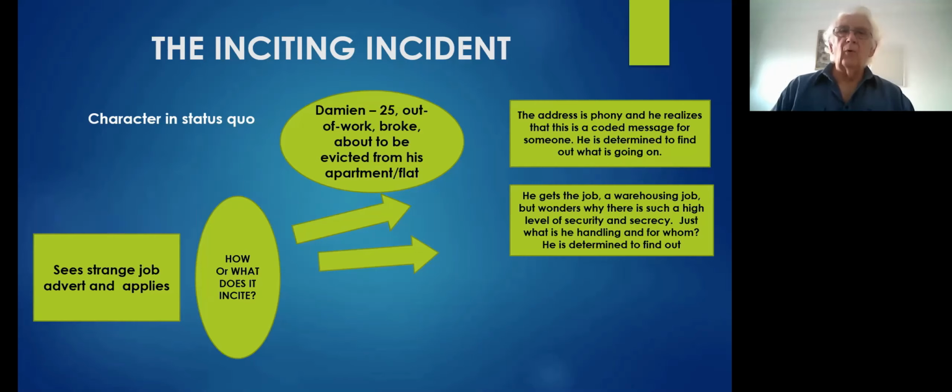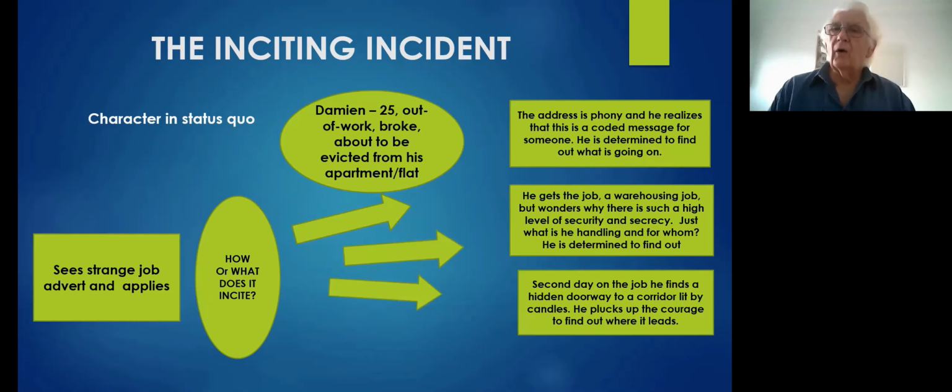Let's try one more. He finds a hidden doorway in a corridor, a long corridor, lit by flickering candles. He can't see to the other end. Good, he shuts the door. End of story. No. He plucks up the courage, steps into the corridor to find out where it leads. Dun-dun. It's an inciting incident. His whole life is going to change. We know it. Over to you. You think of some more.